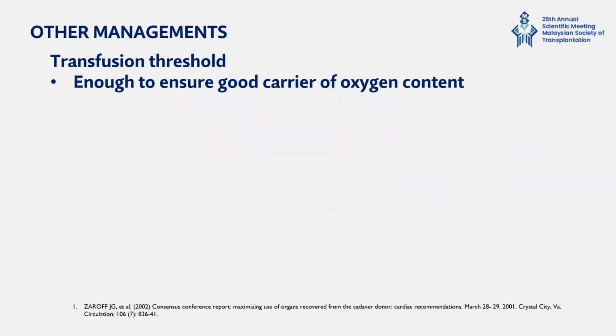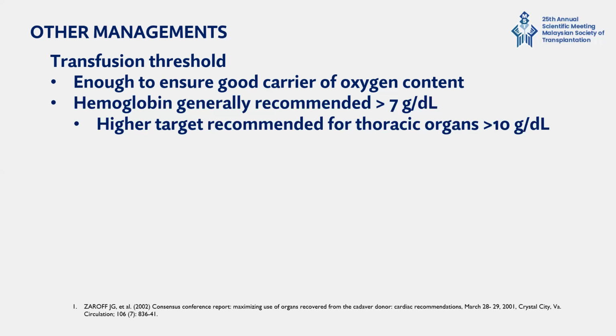So how about transfusion? As much as possible, we want to avoid blood transfusion. However, we know that good perfusion also relies on a minimally required hemoglobin. So we need to maintain just enough to ensure good carrying oxygen content. Hemoglobin is generally recommended to be more than 7 grams per deciliter. A higher target is recommended for thoracic organs, which is more than 10 grams per deciliter.